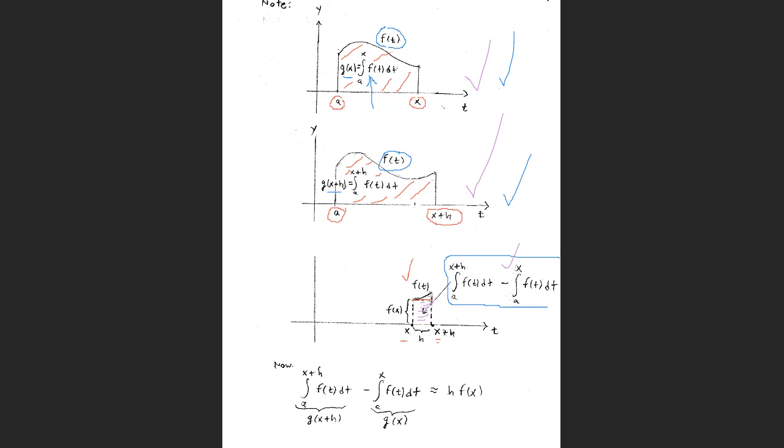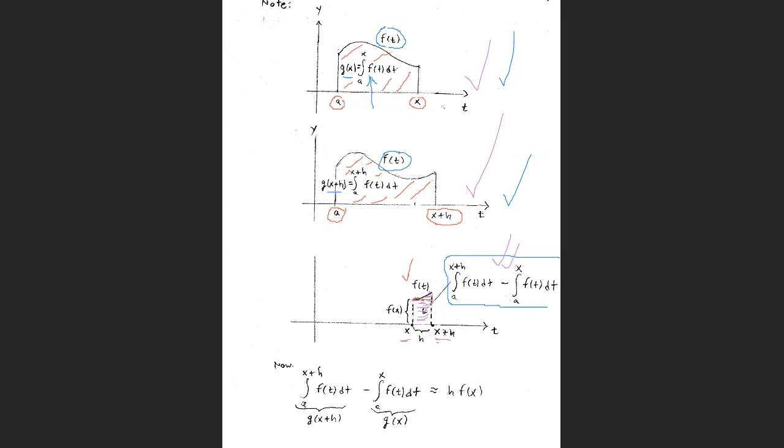So we have this purple area here. Okay, it's the whole area under the function f of t from t equals x to t equals x plus h. We represent that area by the difference of these two integrals, because it is the difference of those two integrals. Now, if we want to approximate that area, we could say, well, how can we approximate the area under a curve?